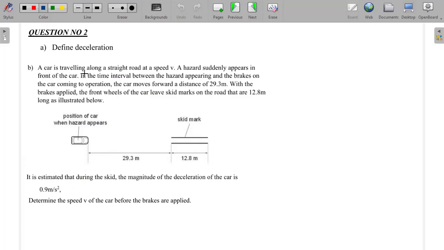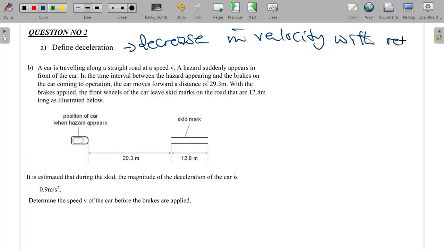Acceleration is the rate of change of velocity, and the change is positive because you have a higher final velocity and a lower initial velocity. With deceleration, the opposite is the case: a lower final velocity and a higher initial velocity. So in a nutshell, it's the decrease in velocity with respect to time. That is how we define deceleration.